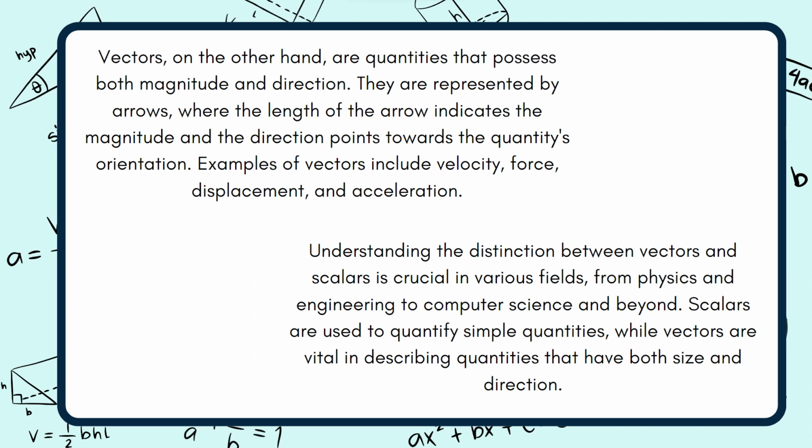Meanwhile, vectors, on the other hand, are quantities that possess both magnitude and direction. They are represented by arrow, where the length of the arrow indicates magnitude and the direction points toward the quantity's orientation. Examples of vectors include velocity, force, displacement, and acceleration. Understanding the distinction between vector and scalar is crucial in various fields, from physics and engineering to computer science and beyond. Scalar are used to quantify simple quantities, while vectors are vital in describing quantities that have both size and direction.